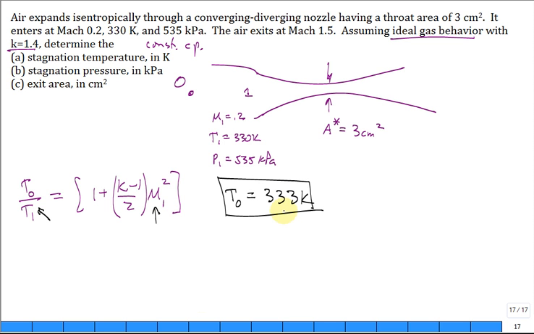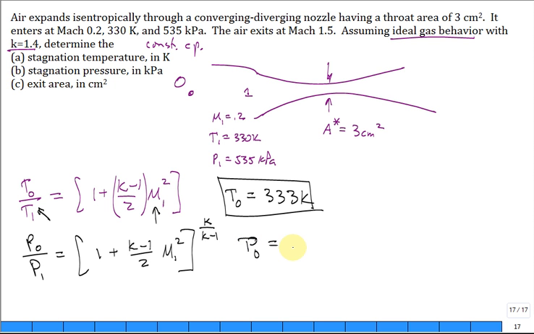What about the stagnation pressure? P naught over P, where I evaluate at 1, is equal to 1 plus K minus 1 divided by 2 times M1 squared. Hey, that expression is exactly the same. Oops. Raised to the power K over K minus 1. Is P naught higher or lower than 535 kilopascal? Which one? Higher. So it's 550 kilopascal.